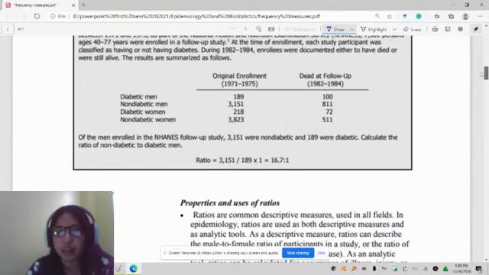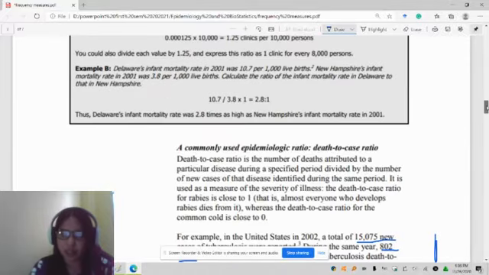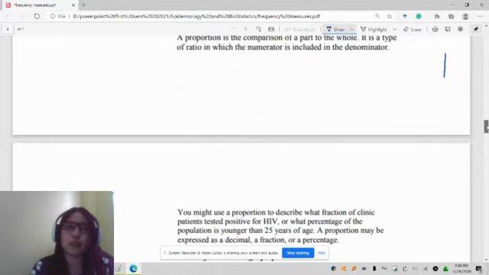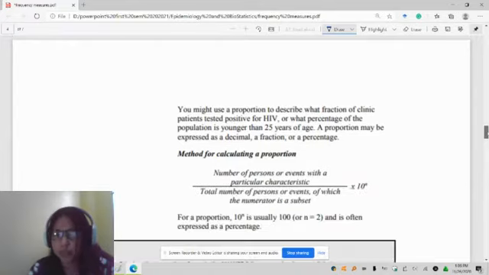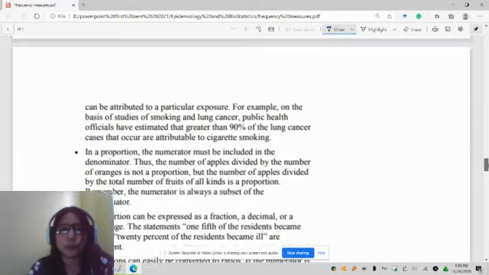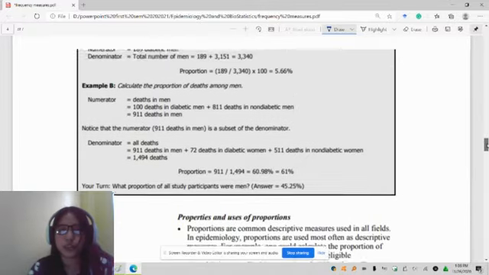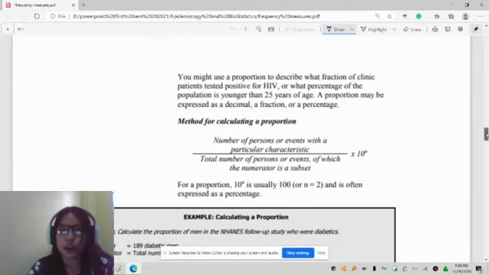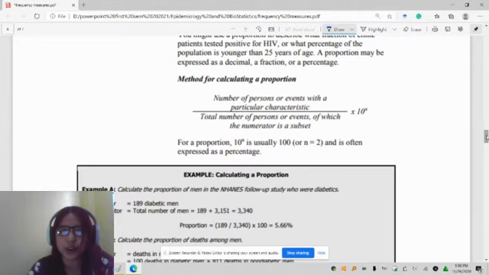So we have here the diabetic men, non-diabetic men, diabetic women, non-diabetic women, and so on and so forth. So it can also be a ratio of male, female, and all other cases. So the variables can vary. But for proportion, the denominator must be the same variable as our numerator. So if our case, for instance, is diabetic men, then our denominator must be the total number of diabetic men.